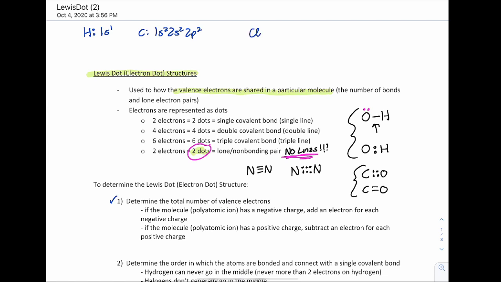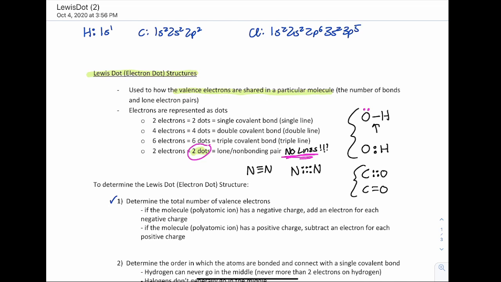And then let's look at chlorine. 1s2, 2s2, 2p6, 3s2, 3p5. So remember, our valence shell is our highest value for n. And then our valence electrons are the electrons in that shell.